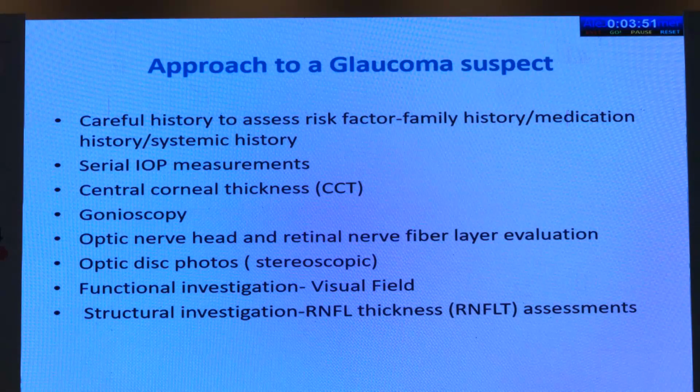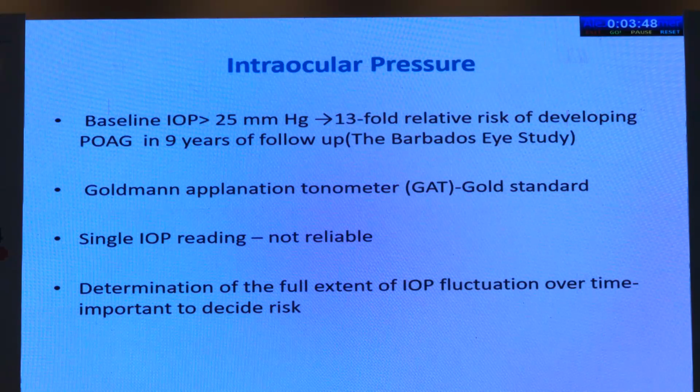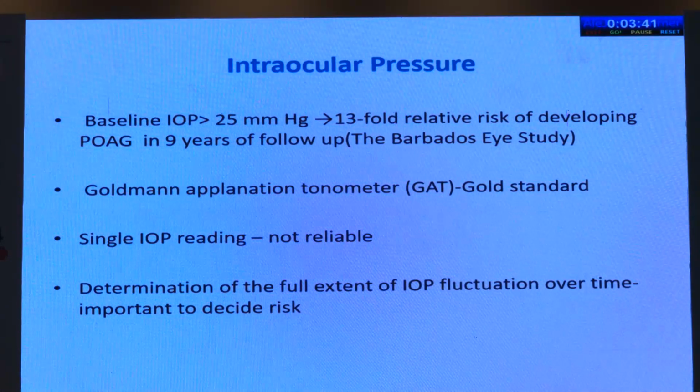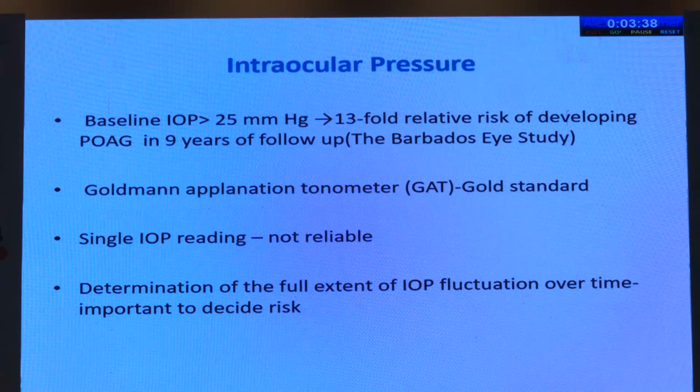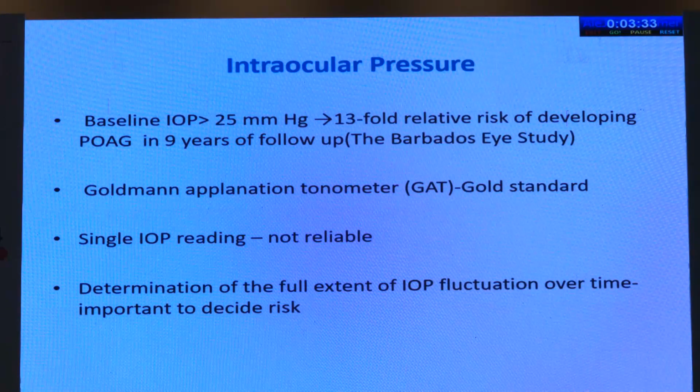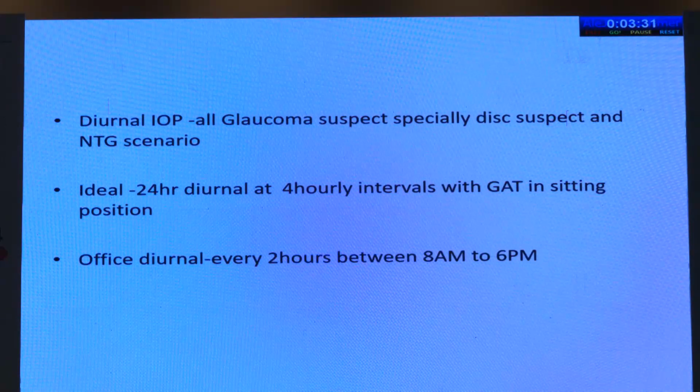Now, how will you approach a glaucoma suspect? Like we see, intraocular pressure is a major risk factor, and remember that Goldmann applanation tonometry is the gold standard to diagnose IOP and label the patient as glaucoma. Single IOP reading is not reliable. You have to determine the full extent of IOP fluctuation over time. And diurnal IOP should be done in all glaucoma suspects, especially in optic disc suspect patients and NTG scenario patients. Ideal will be 24-hour diurnal IOP, but if it is not possible, then one should go for an office IOP from 8 a.m. to 6 p.m.